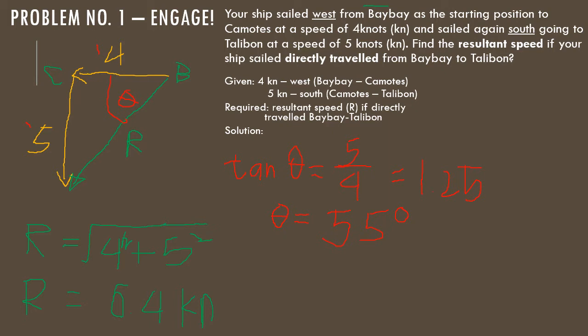5/4 or 1.25. So using your calculator, type shift tan, then type 1.25, then equals. So makukuha nyo ay 55 degrees. So, our resultant is 6.4 km, 55 degrees south of west.